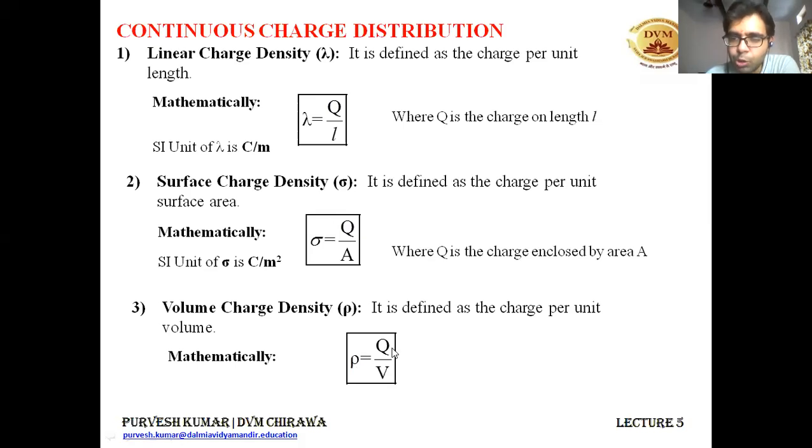So rho is equal to Q by V, where V is the volume and Q is the charge present in volume V. If someone asks you to find the amount of charge present in volume V, you just multiply the volume charge density with the volume of the object, and you will get the charge. The SI unit for rho is coulomb per meter cube. So these three formulae you need to learn, as well as their SI units: what is linear charge density, what is surface charge density, and what is volume charge density, along with the formula. Please write in your notebook.